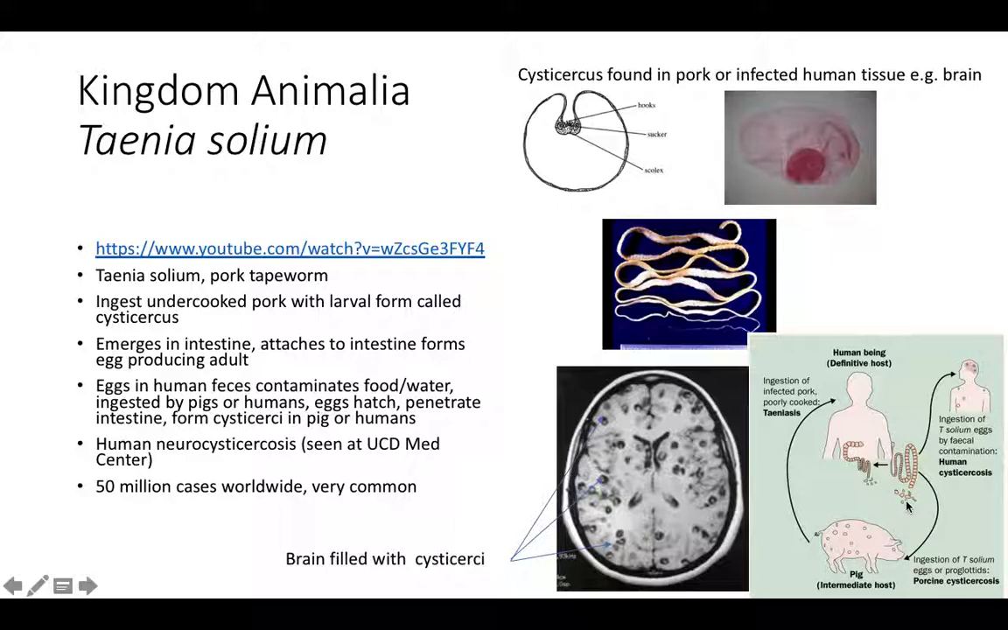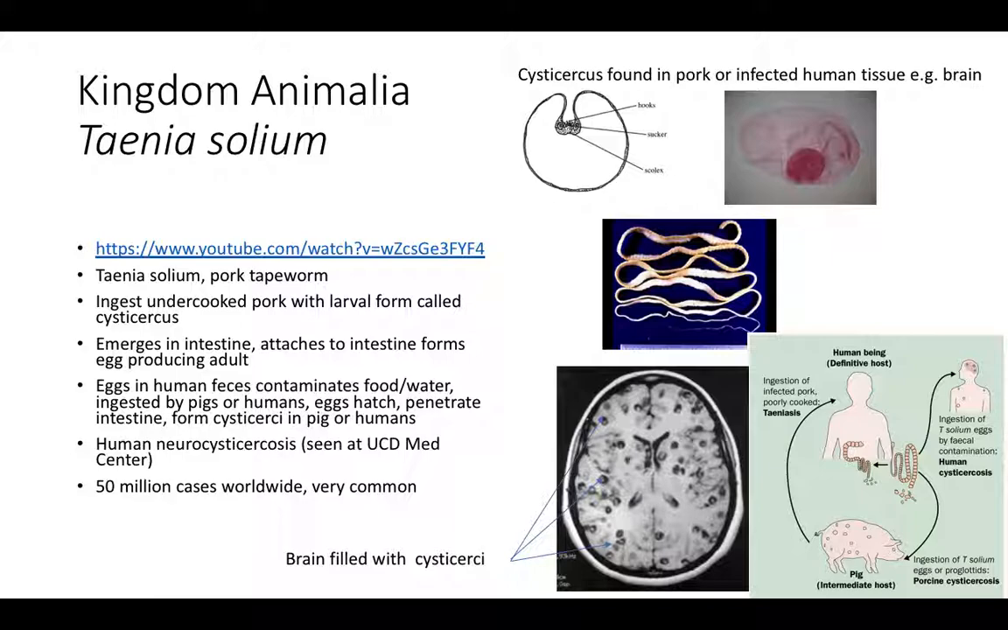So here we have a pig that's ingesting eggs, and this happens sometimes when you have free-roaming pigs, and maybe there's human feces contaminating garbage, and the human feces can have these eggs in it. So the pig eats the eggs. When they enter the pig's intestine, the eggs hatch, releasing these little baby larvae, little larval immature worms. They penetrate the pig's intestine, and then they travel throughout the pig's body.